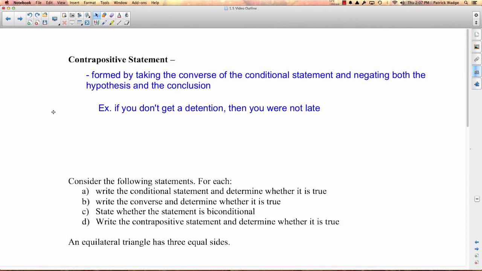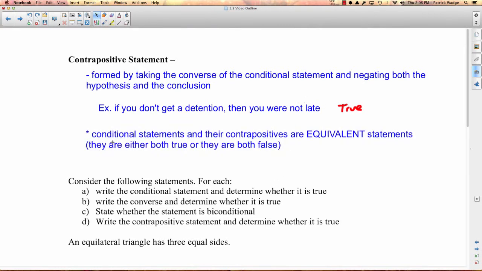So remember, we're dealing with an old school teacher, where every time you're late, you definitely get a detention. So is this statement true then? It says if you didn't get a detention, then you were not late. Is that true? That is true, because if you had been late, you would have definitely gotten a detention in this old school teacher's classroom. So if you didn't get a detention, there's no way you were late.